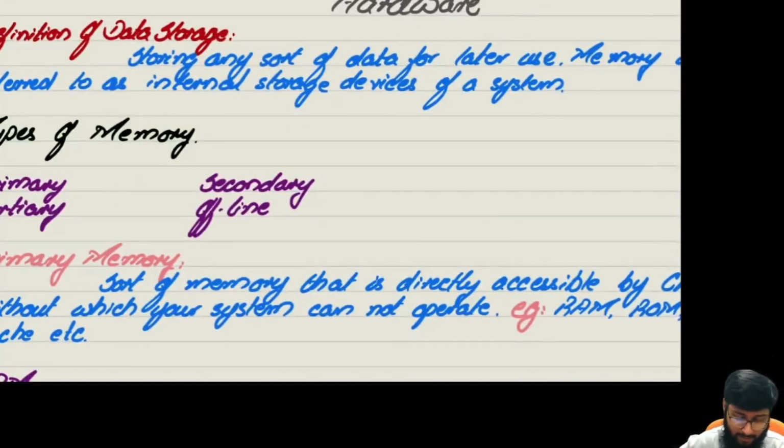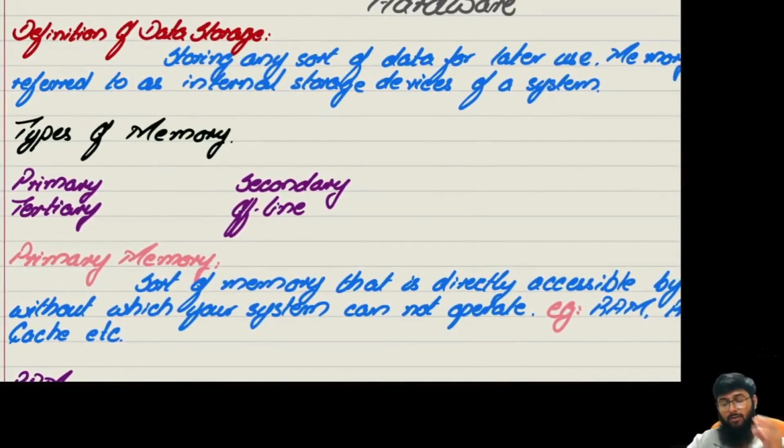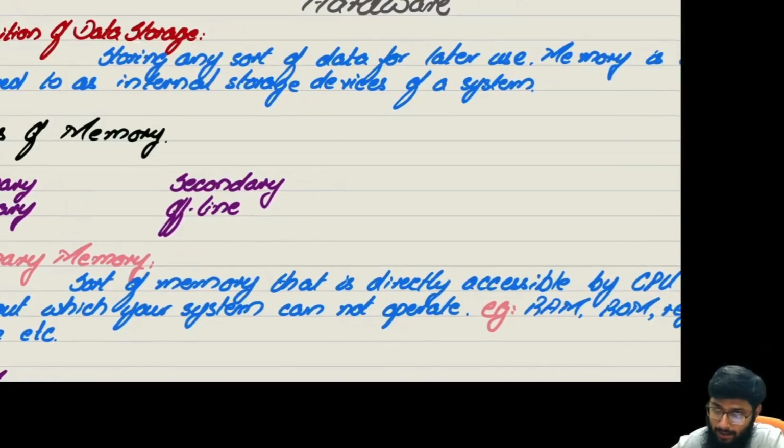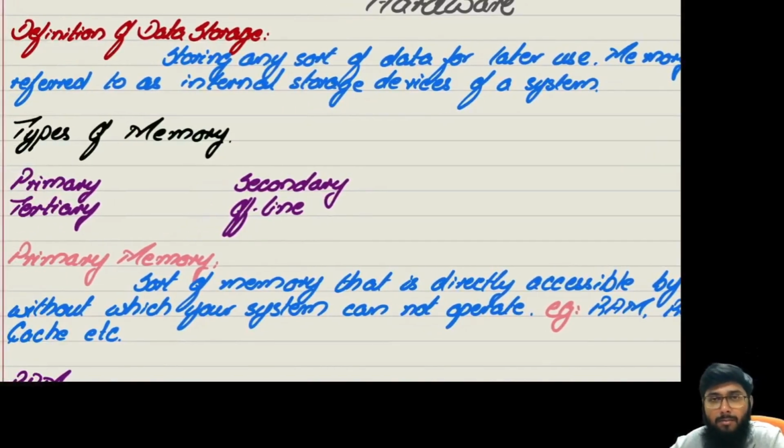When it comes to the definition of data storage, if you store any sort of data or information for later use, which you might utilize after a day, 2 days, or maybe a year, that is known as data storage. Memory is where you store that data, just as you store data in your mind. You say, sir, I have a sharp memory, or there is a lot of stuff in my memory. So memory is referred to as the internal storage of a device or system.